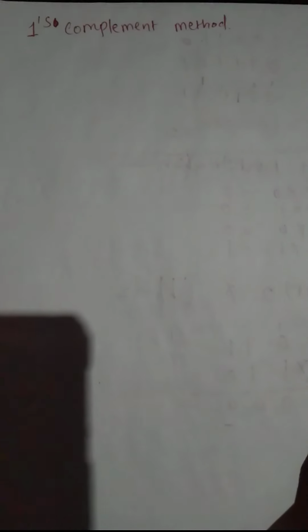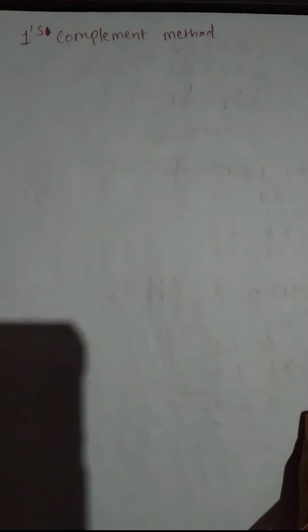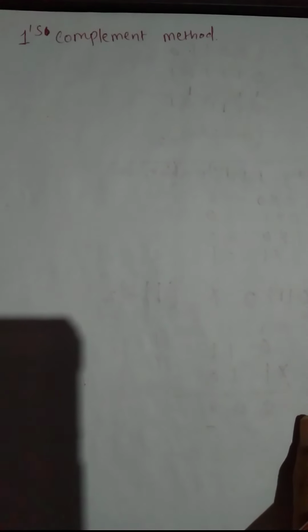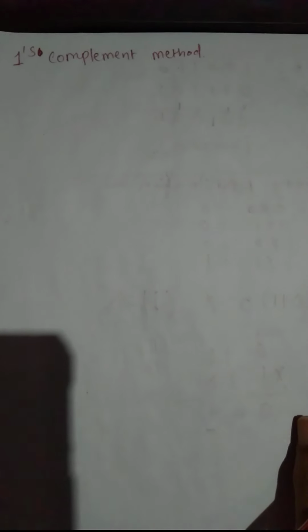Hello students, today we are going to study the next method, that is the ones complement method. In the last lecture we studied the two's complement method, binary subtraction using the two's complement method and ones complement method. In the two's complement method there are four types of problems: A is less than B, A and B equal, A greater than B, and both are negative numbers. In that there are different types of problems.